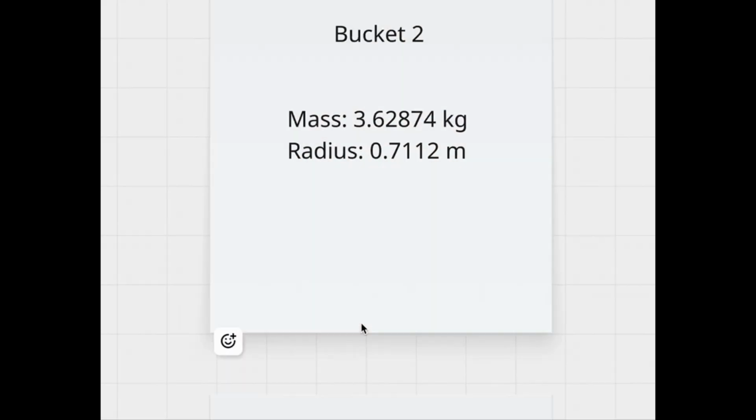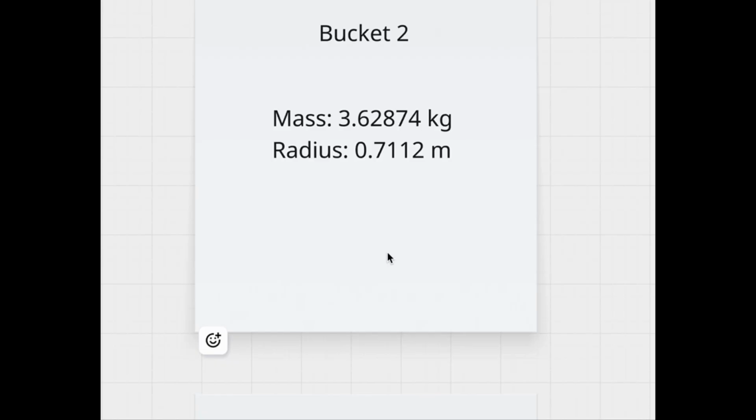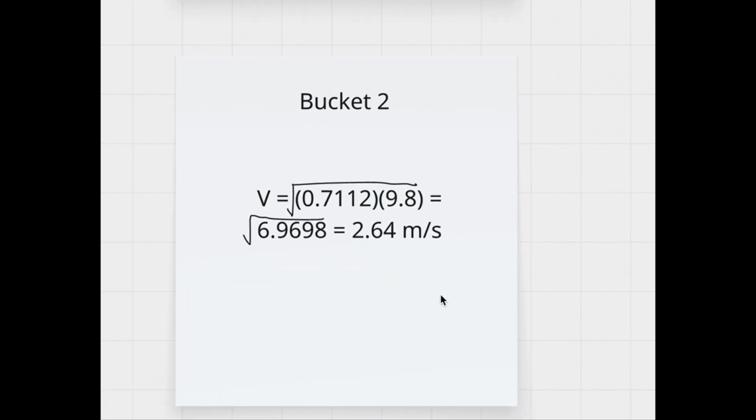For bucket 2 right here, the mass is going to be 3.63 kilograms. The radius is going to be roughly 0.71 meters. And for bucket 2 right here, the velocity is going to be equal to the square root of the radius times gravity. And so that's going to be equal to the square root of 6.97, which is going to come out to roughly 2.64 meters per second. That's the minimum speed in order to keep the water in the bucket.